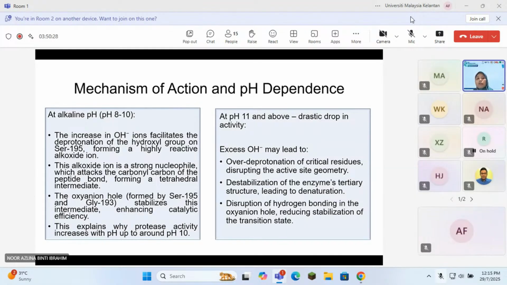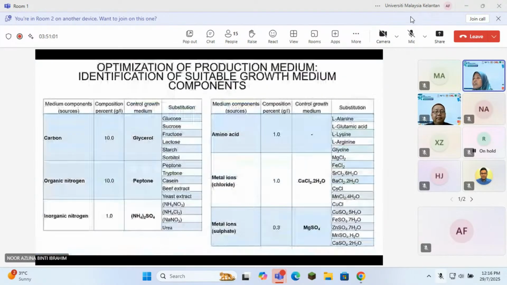At the same time, OH from the alkaline condition is able to destabilize the enzyme tertiary structure, leading to denaturation of the enzyme. And lastly, maybe the OH disrupts the hydrogen bond in the oxyanion hole, which is at the binding pocket, and reduces stabilization of the transition state. Okay, that's all from me.